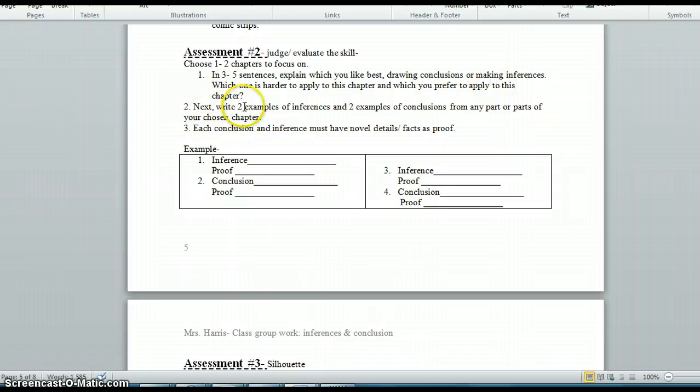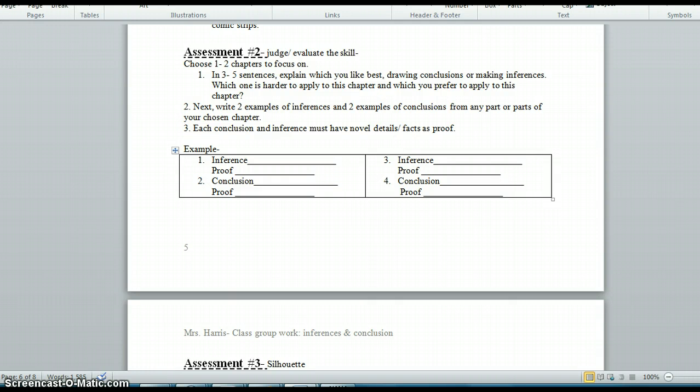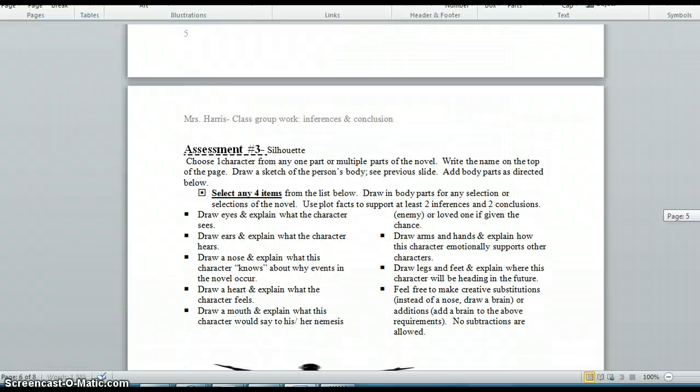And then next, you're going to write 2 examples of inferences and 2 examples of conclusions from any parts of this chosen chapter or chapters. And each conclusion and inference must have novel details or proof. So like this: inference, proof; conclusion, proof; inference, proof; conclusion, proof. You know, how you set it up is up to you. I'm just kind of making it basic here. You can set it up as creatively as you want, or in a boring way. It's whatever floats your boat.